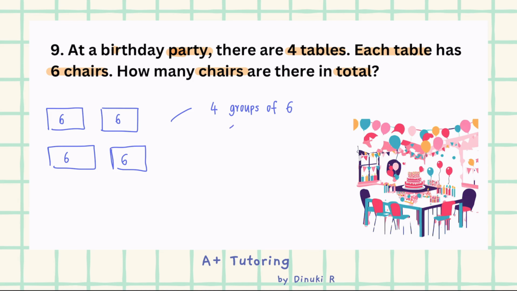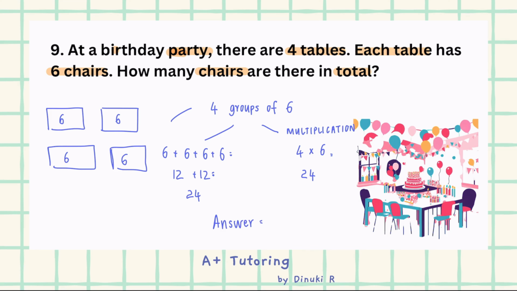Right? So again, two ways to do this. Simple multiplication, which is 4 times 6, which is 24. Or you can just add 6 4 times like this, right? Which is 12 plus 12, which gives you 24. Either way, you should get the same answer, which is 24 chairs. Okay, let's move on to the last question.